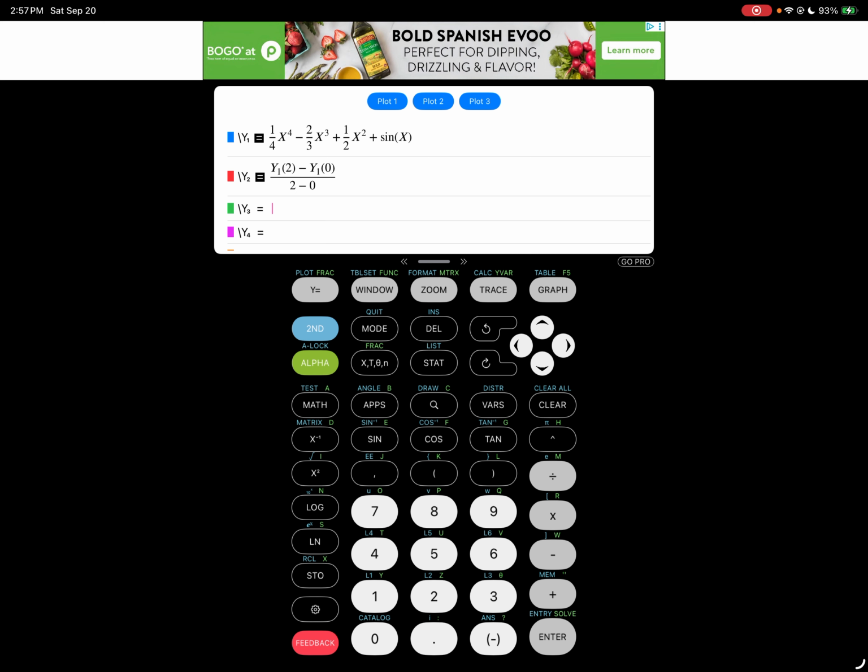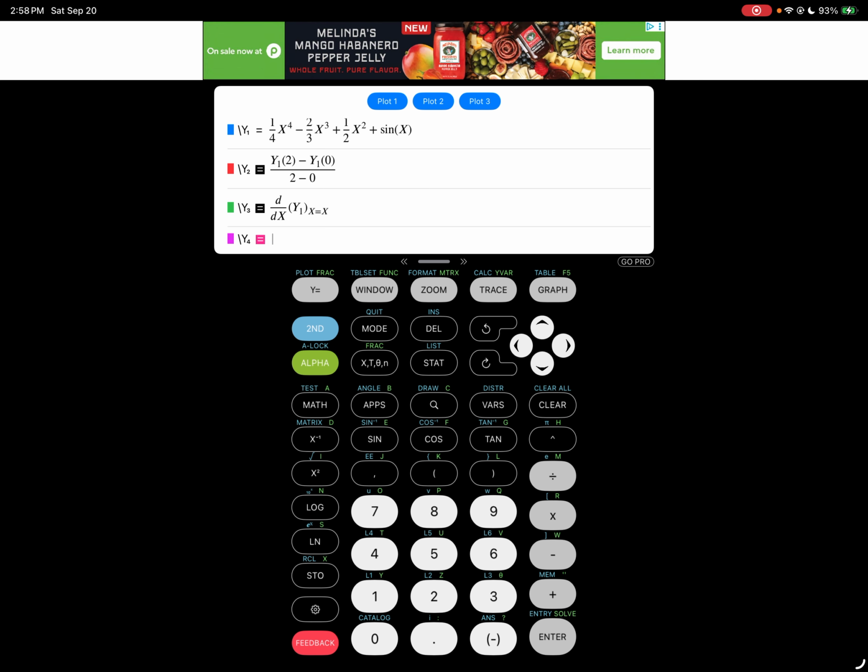But before we do that, I got to find out what my derivative is. So I'm going to go to math 8, alpha trace y1 to denote that I'm taking the derivative of y1 with respect to x right here. So x is equal to x, which just gives me the derivative function. I'm also going to unclick y1 just because we don't need it. I only want to see the average rate of change. That's going to be as a line. And then I want the derivative function, y3.